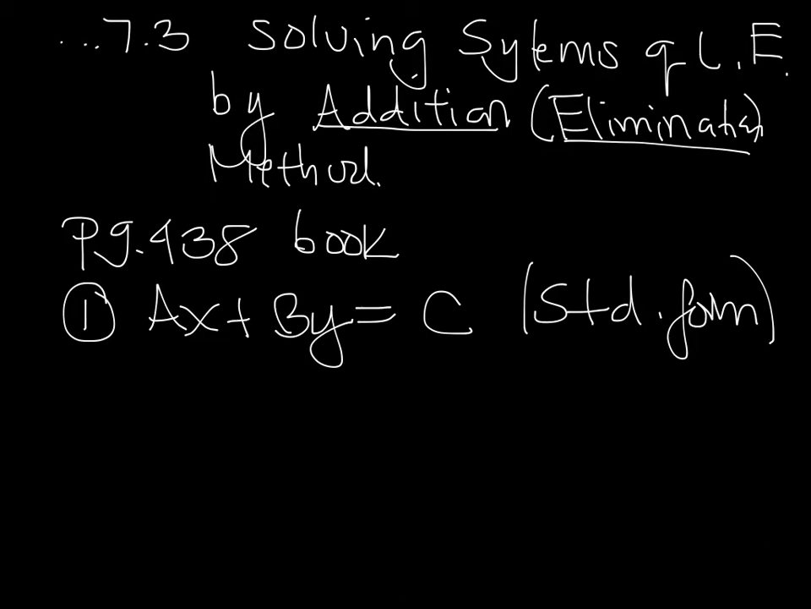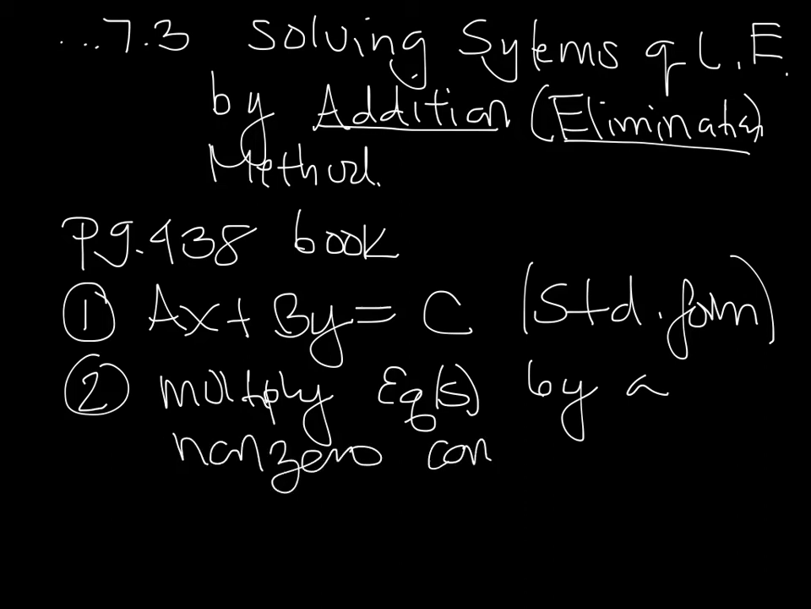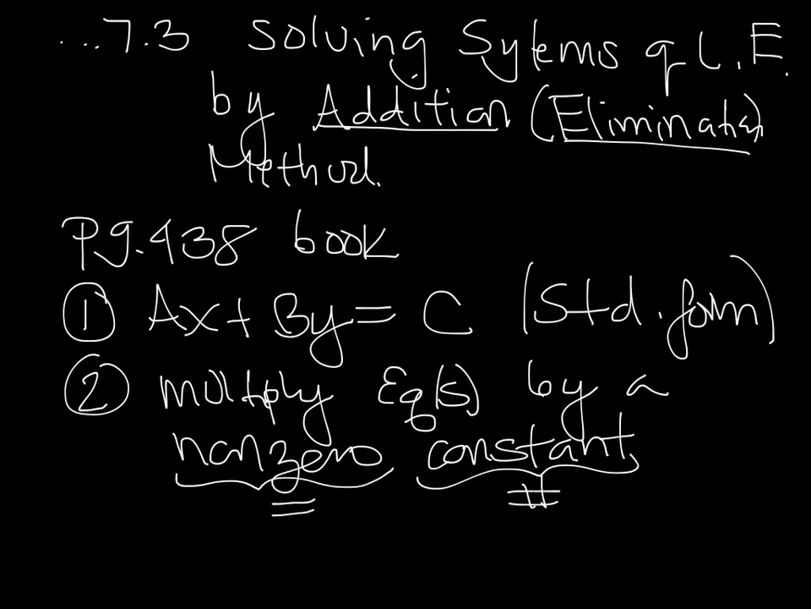And number 2 says, if necessary, multiply either equation or both by an appropriate non-zero number so that the sum of the x coefficients or the sum of the y coefficients is 0. So I'll just go ahead and say multiply equation or equations, because it might be both, by a non-zero constant. Constant is just a number, and non-zero means not zero. You can multiply any equation by any number that's not zero, just because if you multiply it by 0, then everything is gone.